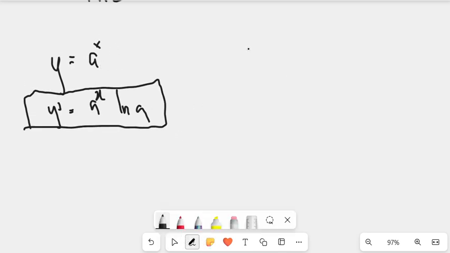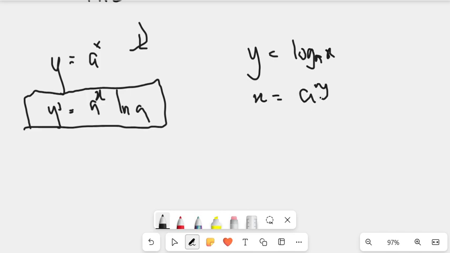So what if you want to take the derivative of a logarithmic function? A logarithmic function, let's say log base a of x. It's quite hard, but it's not hard if you can transform it into this form, because we know for sure that the derivative is this thing. So let's try to transform it. We know that y equals log a of x, which is equivalent to x equals a to the power of y, isn't it?